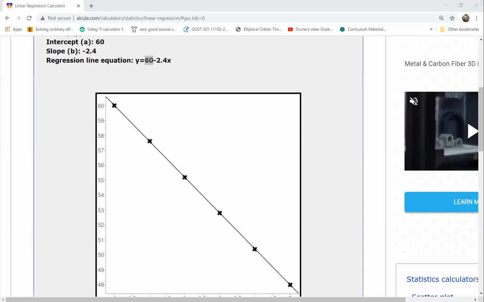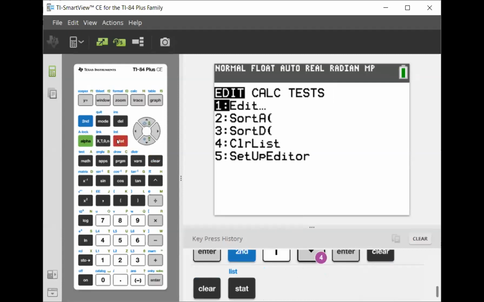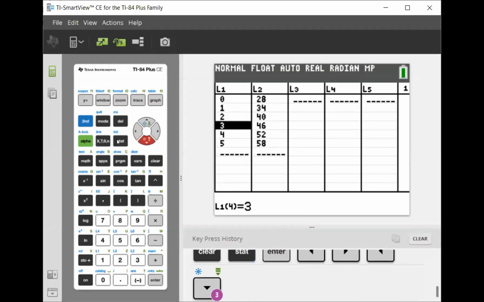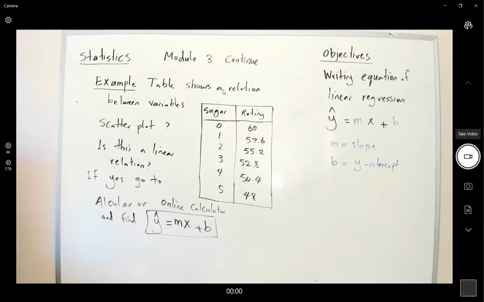Now let us check our online calculator. So let us clear all of these. We have to go to stat, go to edit again. So here we have x values, we have y values. Our x values are exactly similar to our previous x values. So on the second column, L2, I'm going to enter the new information that I have. Take a look at your board. So on x-axis, sugar, it ranges between 0, 1, 2, 3, 4, 5, and your ratings are different: 60, 57.6, 55.2, 52.8, 50.4, and 48.